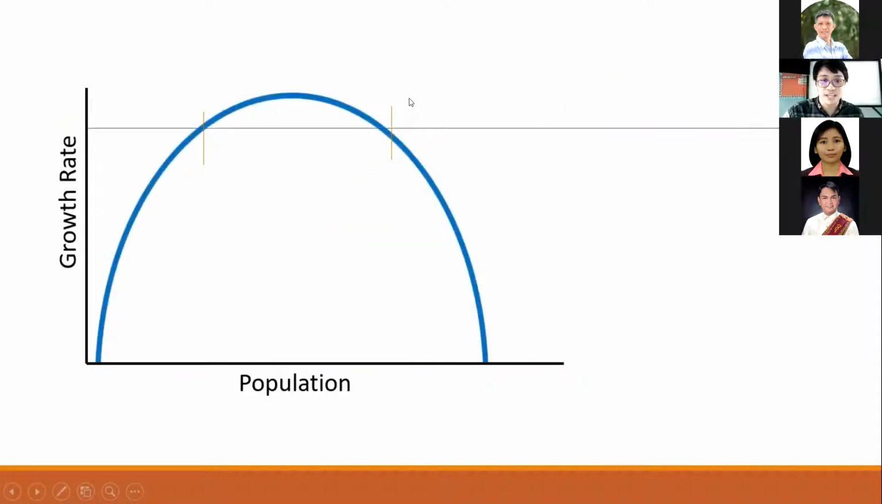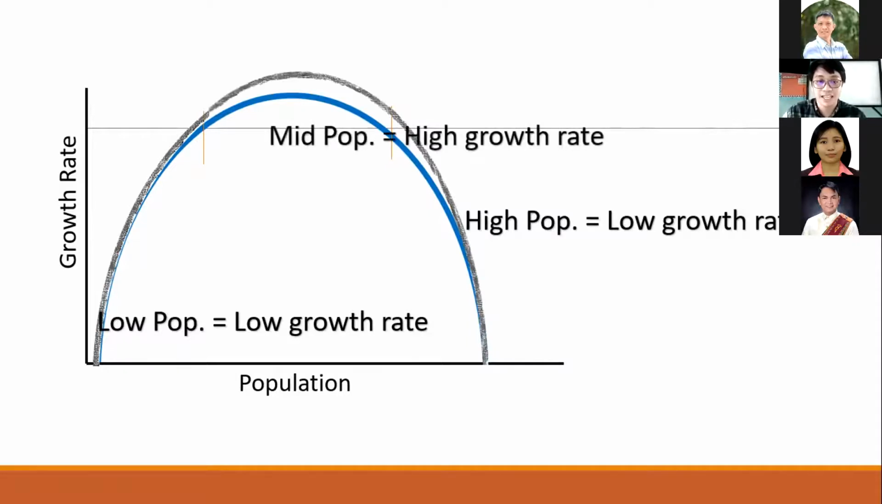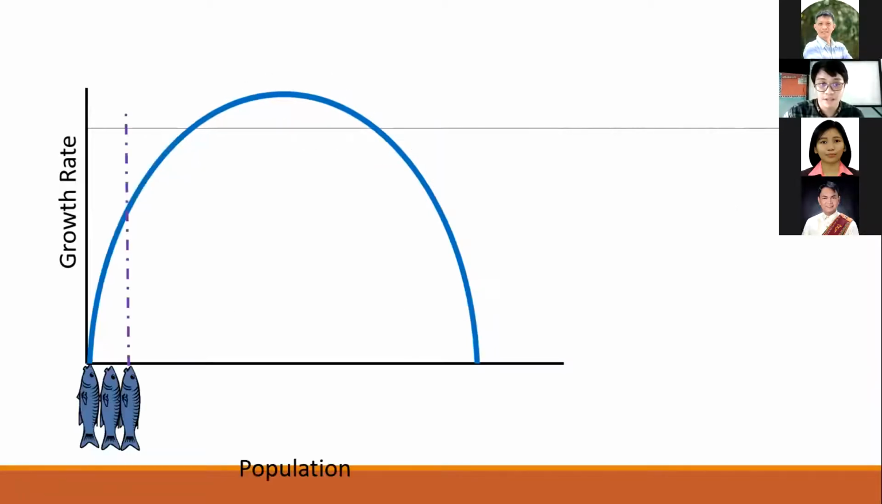In this graph, I am showing you on both axes the growth rate and our population. This pertains to low population equal to low growth rate, and high population equal to low growth rate, but in the middle is the high population growth rate. So let's have a simulation of how we should be maintaining the number of fish catch.